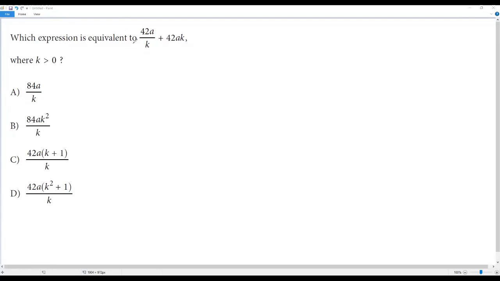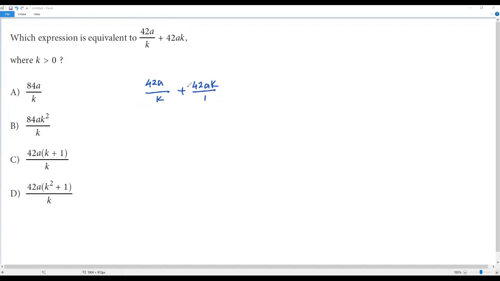Which expression is equivalent to 42a over k plus 42ak, where k is greater than 0? Okay, now let's simplify the given expression, that is 42a over k plus 42ak. To simplify this expression, let me assume denominator 1 for the second term. Okay, now we have addition of two fractions.